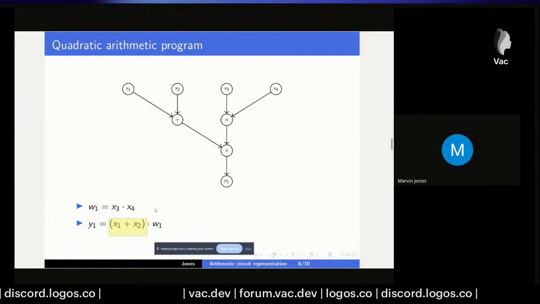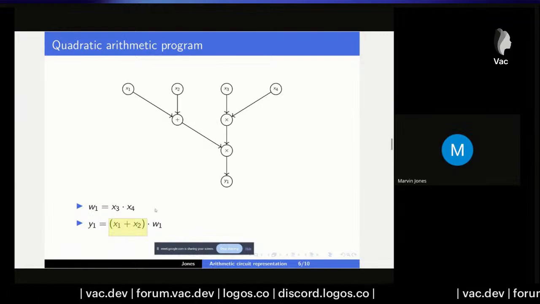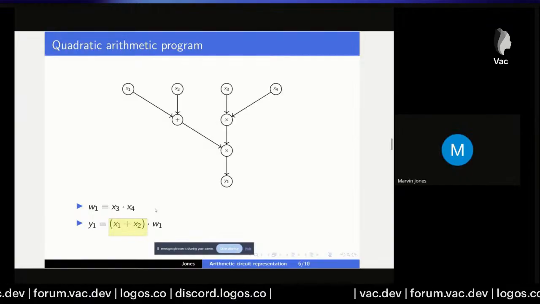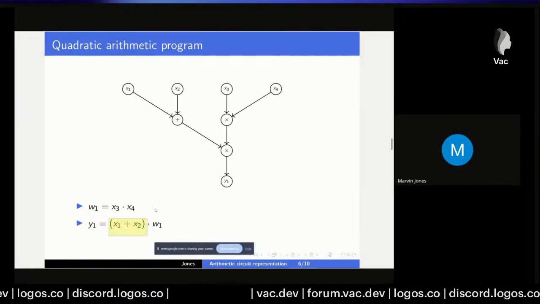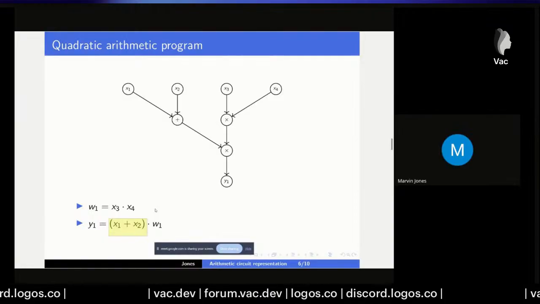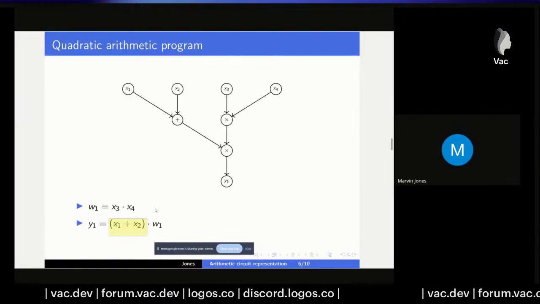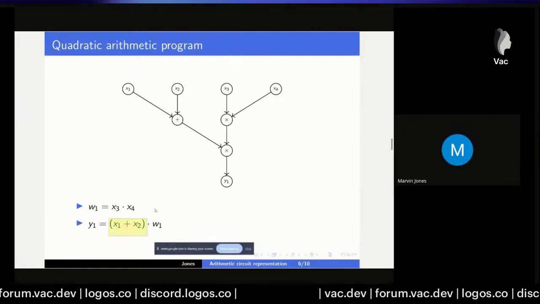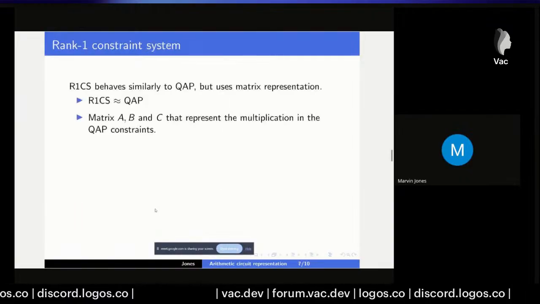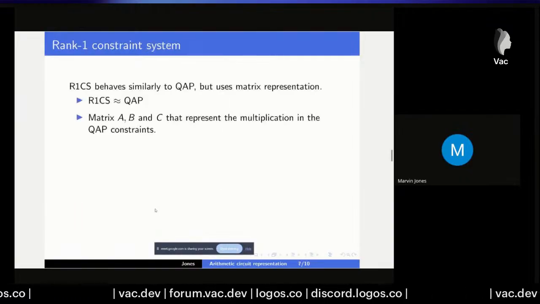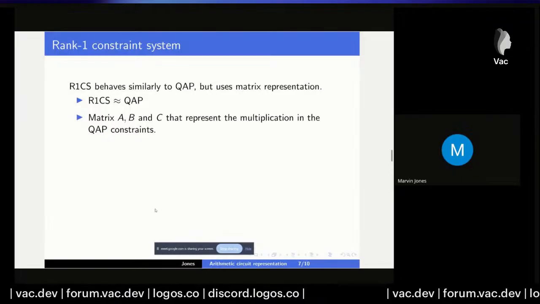All right. So quadratic arithmetic programs are kind of nice. They were used for Groth16. They were used for Pinocchio, but they've kind of fallen out of favor in the last several years. And they've fallen out of favor for R1CS. R1CS is rank 1 constraint system.